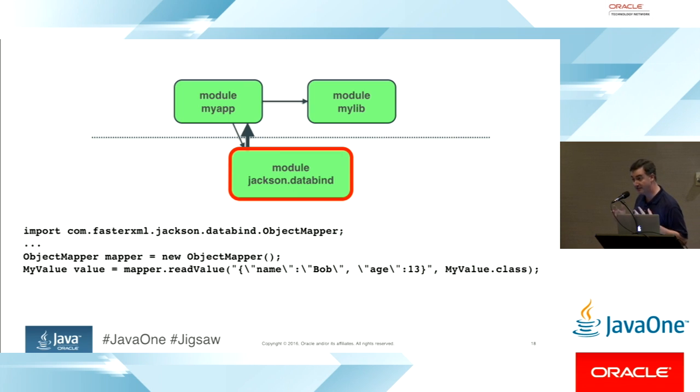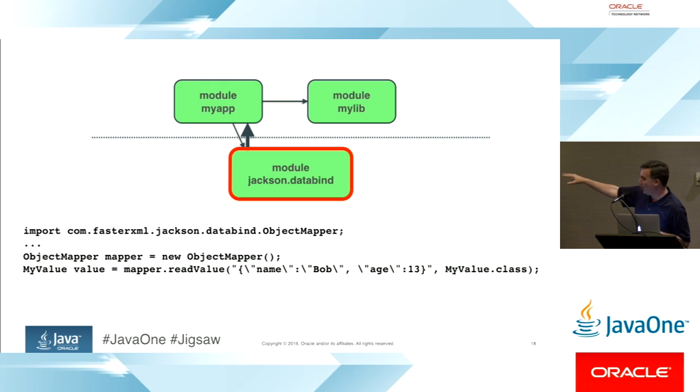And in fact, the Jackson databind module makes exactly this use of core reflection. When code in my app, here it is, doing an import of the Jackson API, and then calls the Jackson API object mapper, it passes, there it is, the final argument, its own class object. The intent is that Jackson databind can create an instance of the MyValue class, which is an application class. Why? So that it can then assign the field name to Bob and age to 13, because it's doing JSON object mapping.